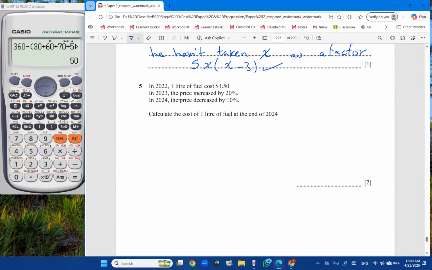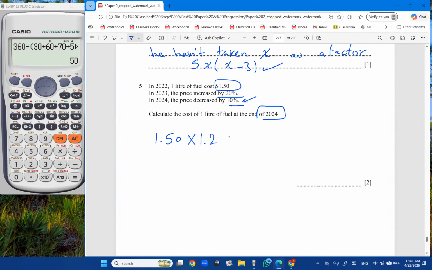Here they're telling you that in 2022 this was the price of 1 liter, and the price increased by 20% in 2023. Then it decreased by 10% in 2024. Calculate the cost of 1 liter of fuel at the end of 2024, after the last decrease percentage. This is the price in 2022, but it got increased, so it is 1.2.